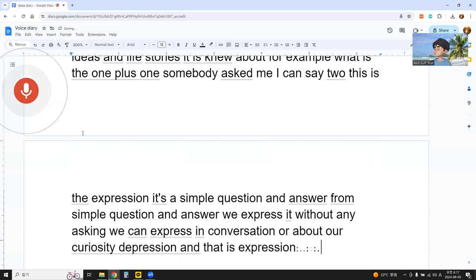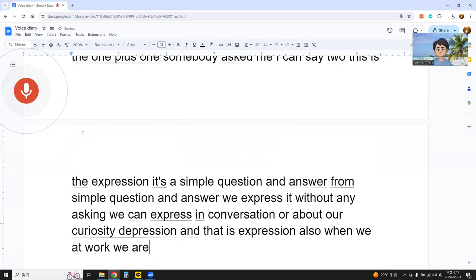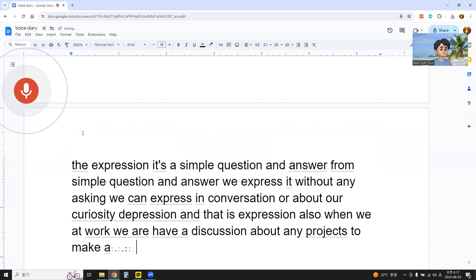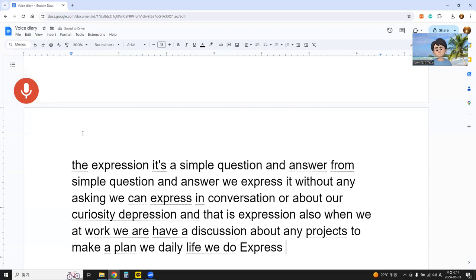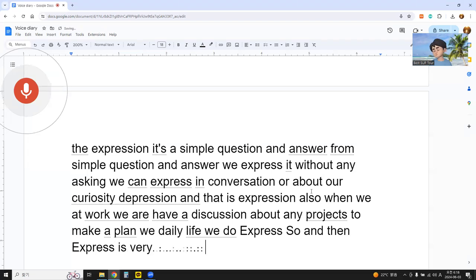expression. Also, when we are at work, we have a discussion about any project to make a plan. In daily life, we express our own ideas in native languages. But when we learn a foreign language, if we go abroad, we should be able to express as well using other languages. So expression is a very important part of doing online language exchange.